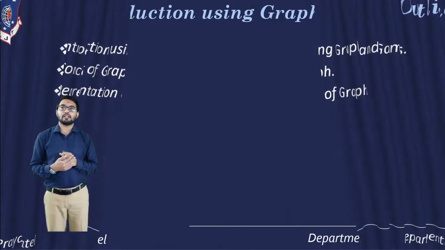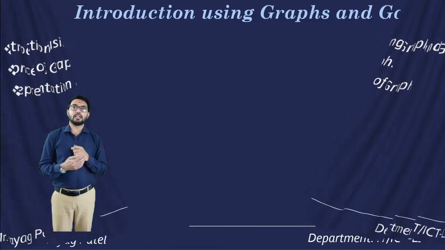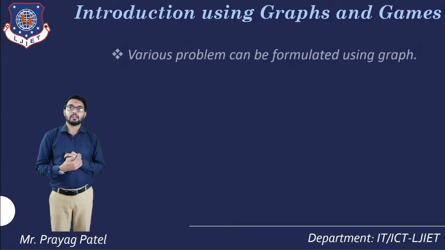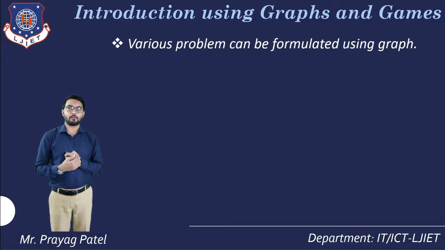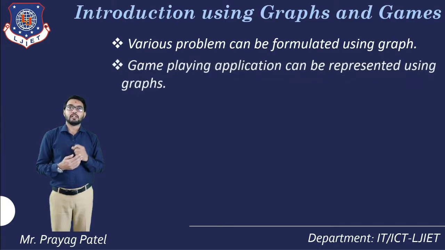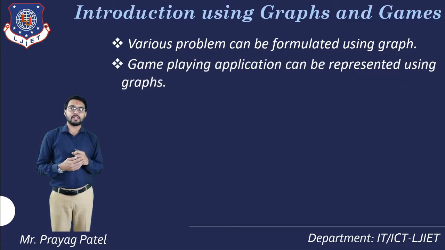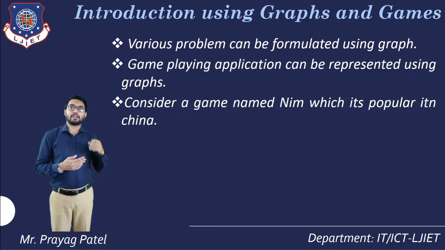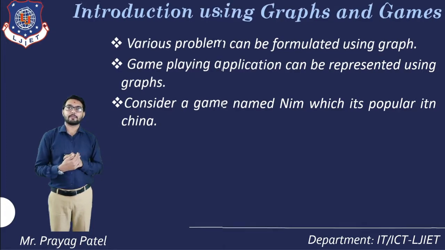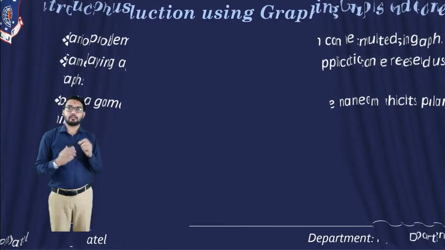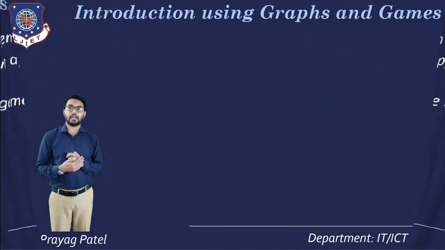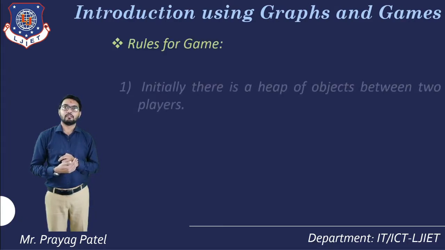Now first consider how we can use the graph for game playing. Here consider the various problems that can be formulated using graph. Game playing applications can be represented using graph. You can represent any game playing thing using the graph. Now consider one game which is popular in China. So here consider some rules for this particular game. Here consider the rules one by one.